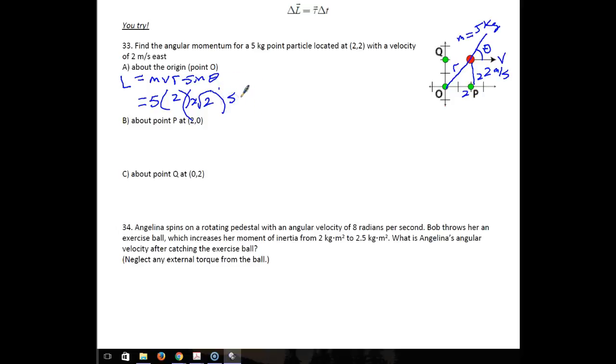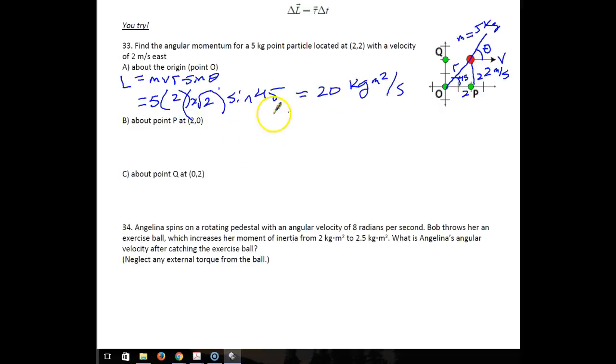Then we're going to do the sine of 45 degrees, because this angle and this angle should be the same. And since this one's 45, this one's also got to be 45. If you do your math, you'll end up with 20, and then our unit here is a kilogram meter squared per second. And that is the unit we use for angular momentum.